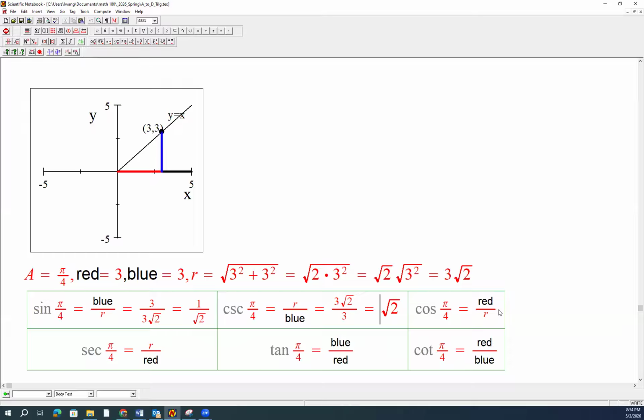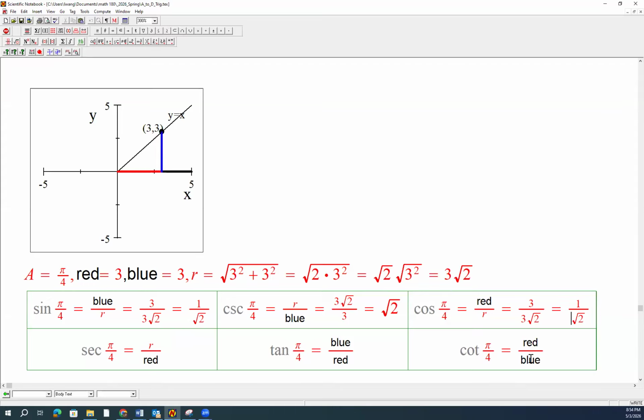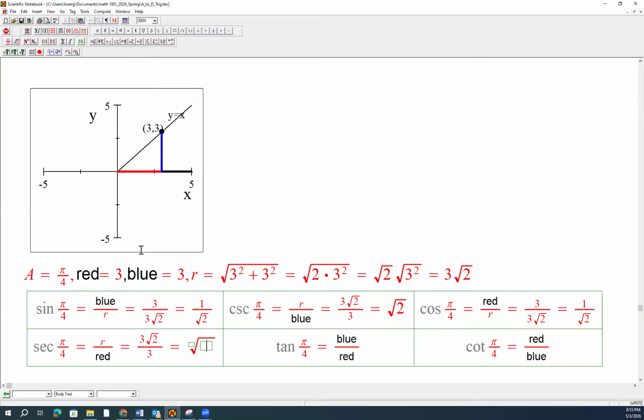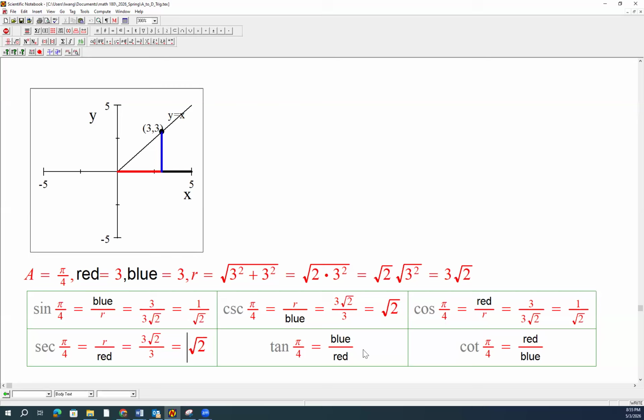And the cosine pi over 4 is red over R. Red is 3, and R is 3 times root 2, so you get 1 over root 2, which is the same as sine pi over 4. Rationalize it if you wish. And secant is R over red, so you're going to get root 2 again. As you can see, this will cover most of your values just by following ARD, okay?